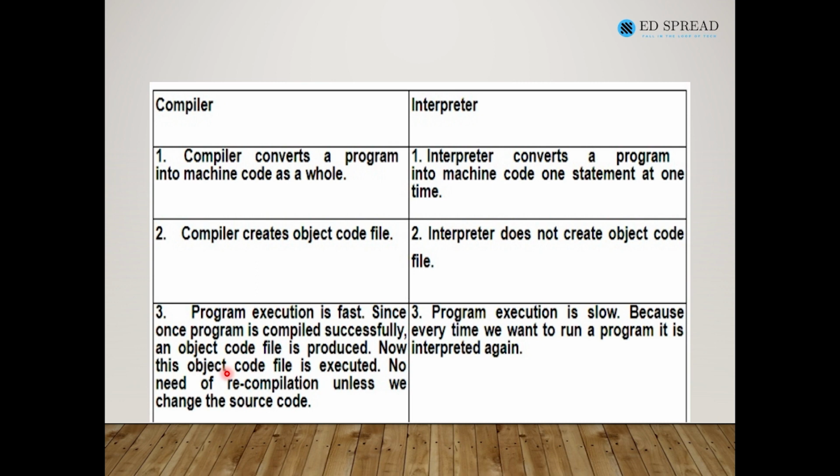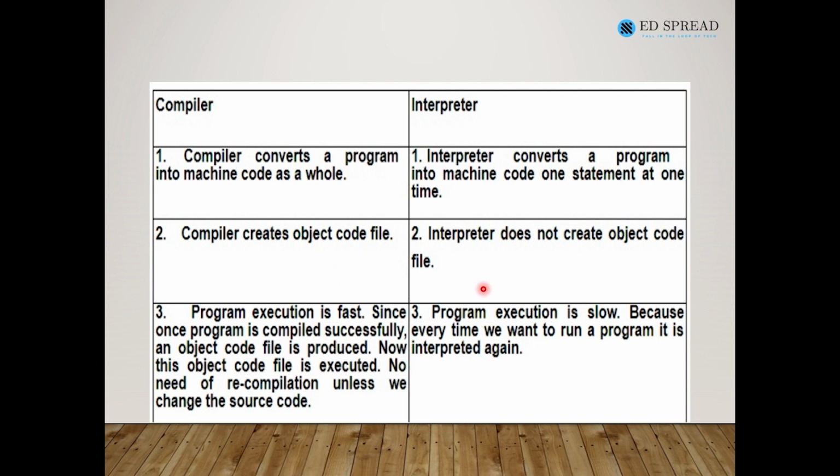Now again, this object code file is executed. I've said the .exe file will be executed. There is no need for recompilation unless we need to change the source code, right? So in an interpreter, as it needs to work line by line, it is relatively slow. And every time we want to run a program, in the compiler, once the .exe file is produced, we don't need to compile it again.